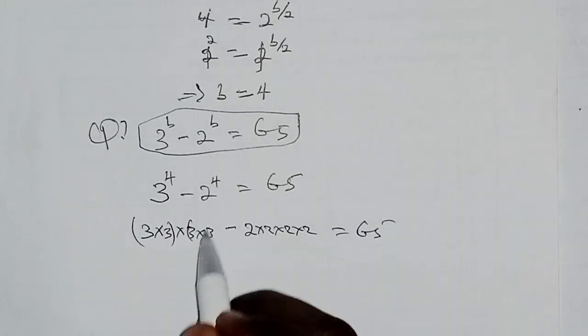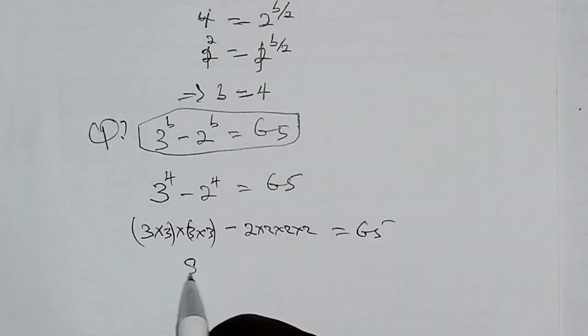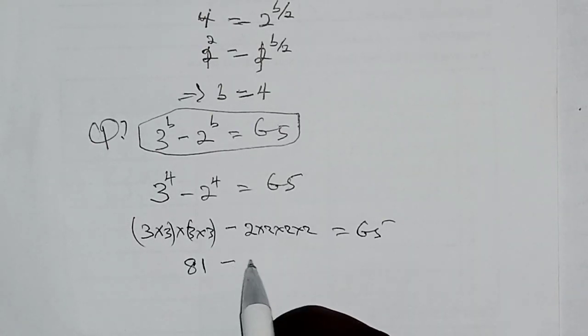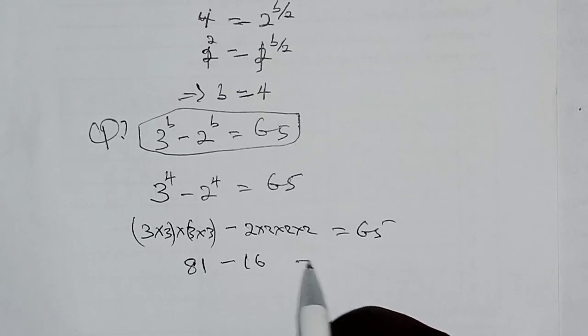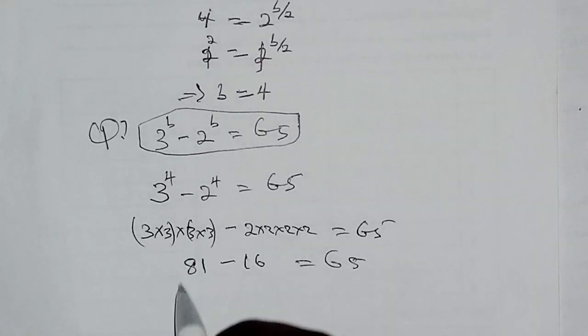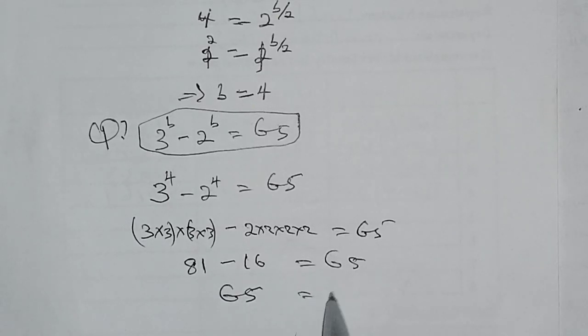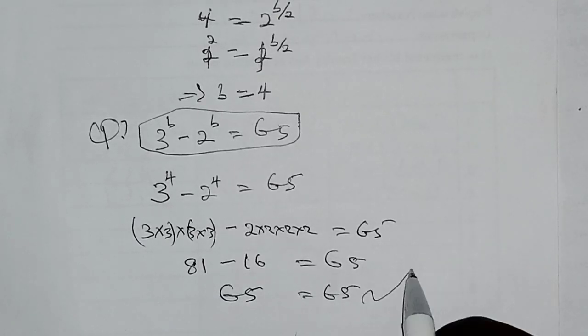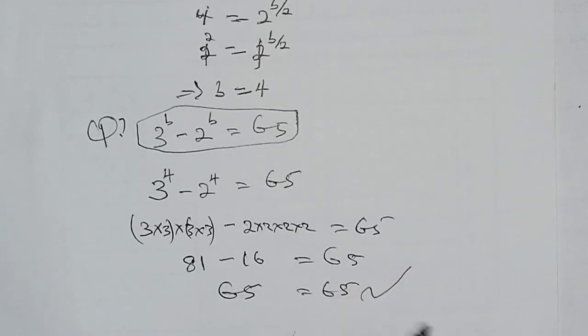Now 3 times 3 is 9. 9 times 9 is 81, minus 16 is equal to 65. If you subtract, you see that this is equal to 65, and it's equal to 65. So our answer is actually correct. That is how you can solve this kind of problem when you have it.